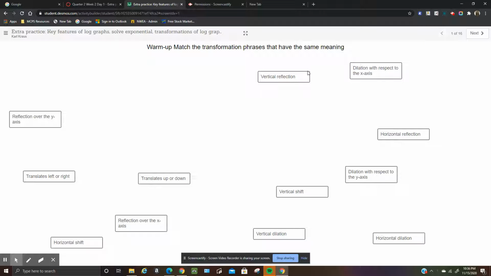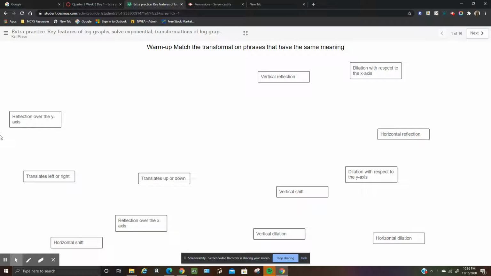This is the extra practice Desmos that will be like the review for the Unit 1 Topic 3 formative assessment. So the warm-up is to match the transformation phrases that have the same meaning.